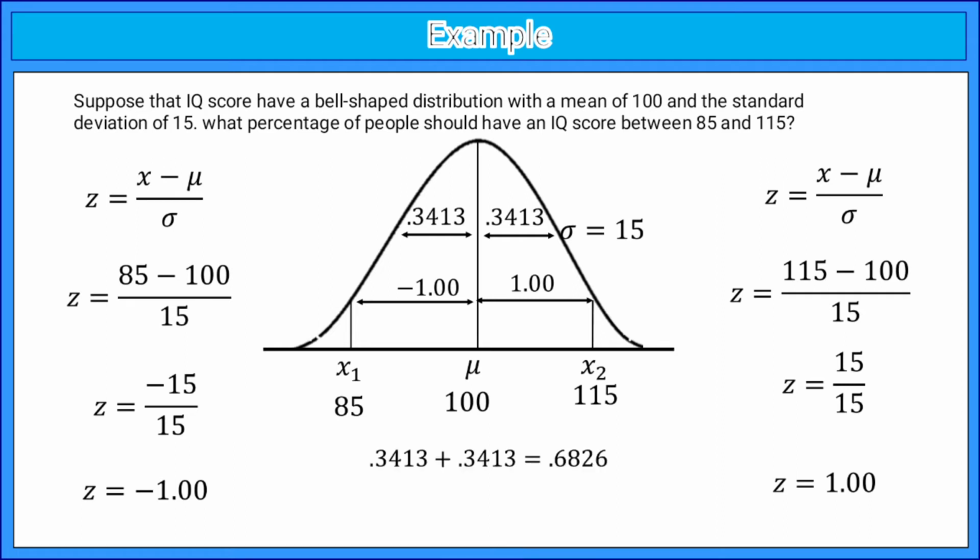We're just going to add these two in order to get the area inside this. So 0.3413 plus 0.3413 is equal to 0.6826. And then to get a percentage, we move our decimal point to the right twice. So we have 68.26%. This will be our final answer.